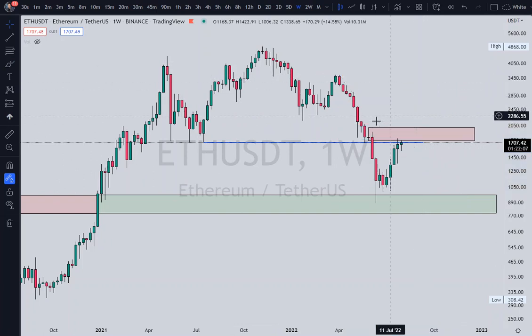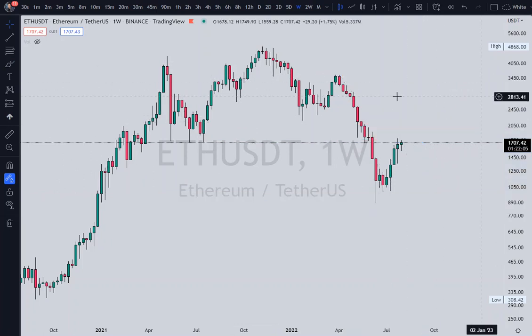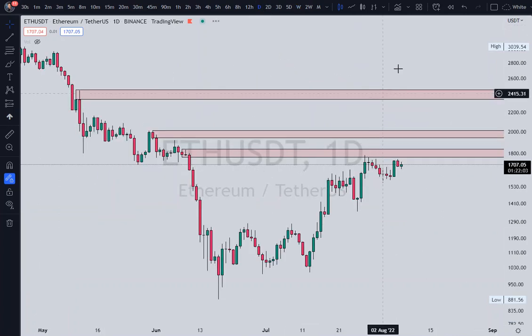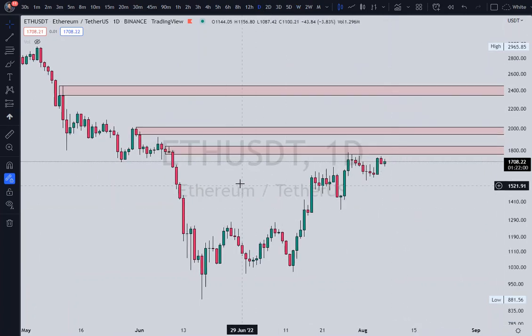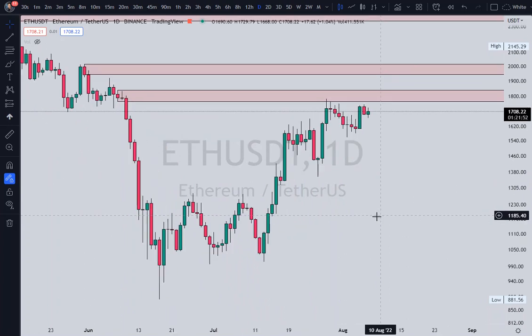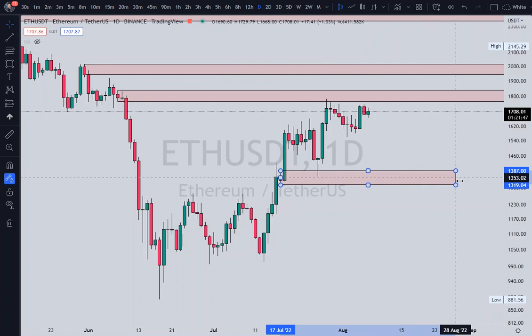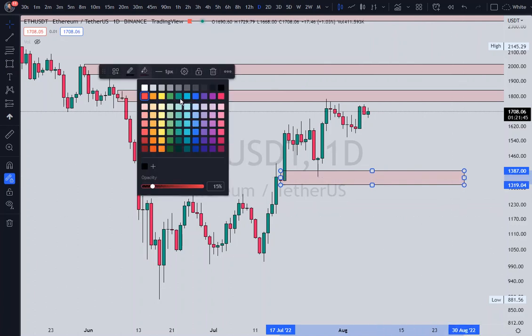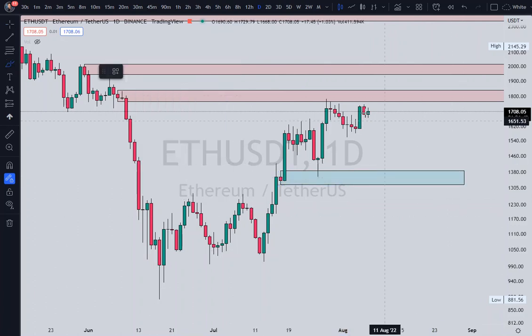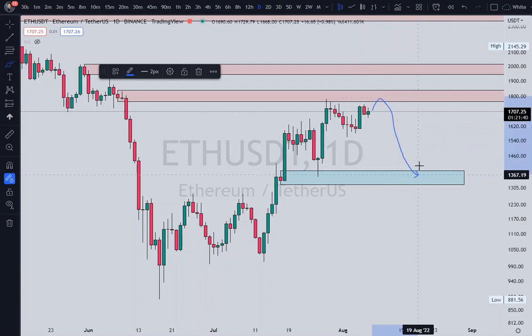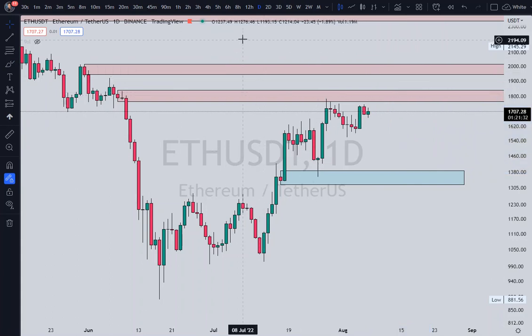Yeah, this is for weekly, and let's go to daily chart to see what's going on. Here we are in daily charts. I talked about these important resistances in previous videos, and these areas are still valid, and this area would be the first support in case we see rejection here. Yeah, these are important areas in daily time frame.